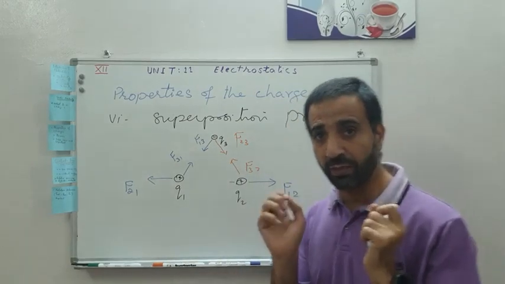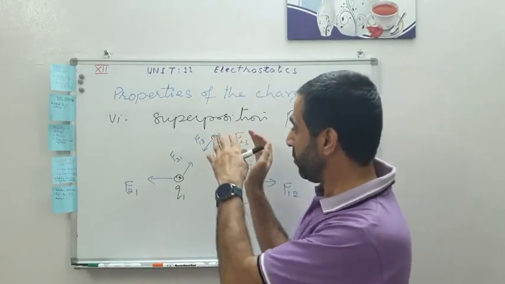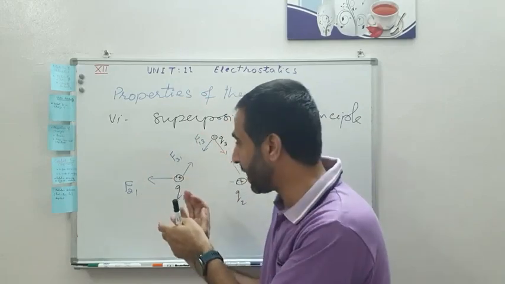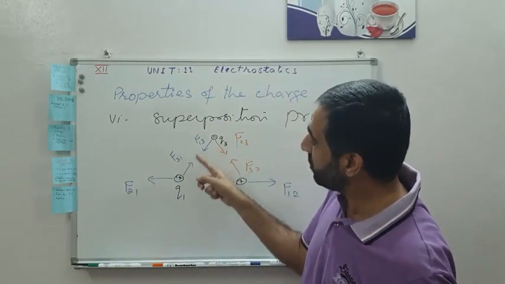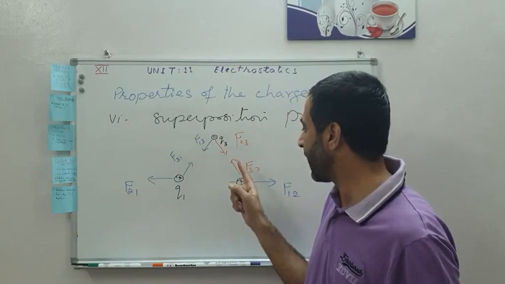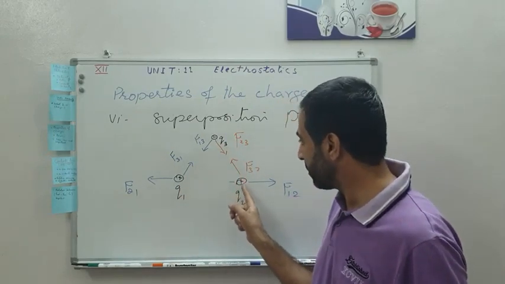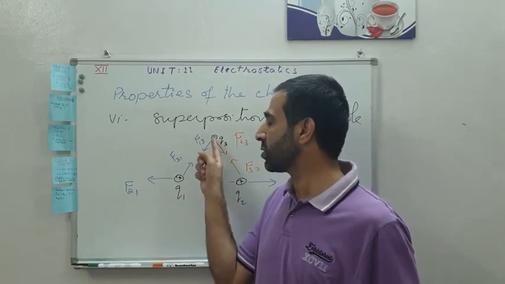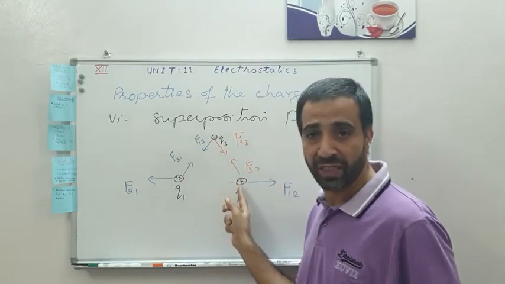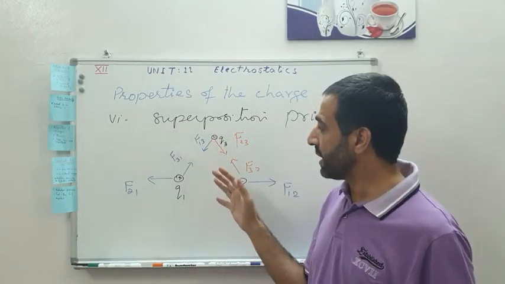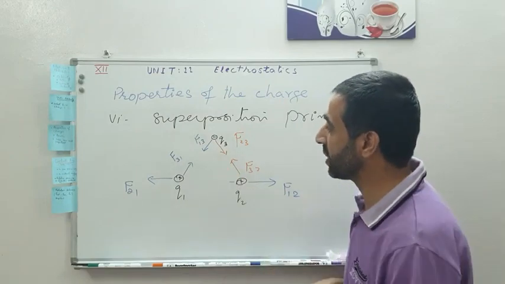The superposition principle tells you that if you have a body of 3 charges, whatever is the force between these two will not be influenced by the force between the other two. And whatever is the force between these two is not going to be affected by the charge 3. So that is called the superposition principle.